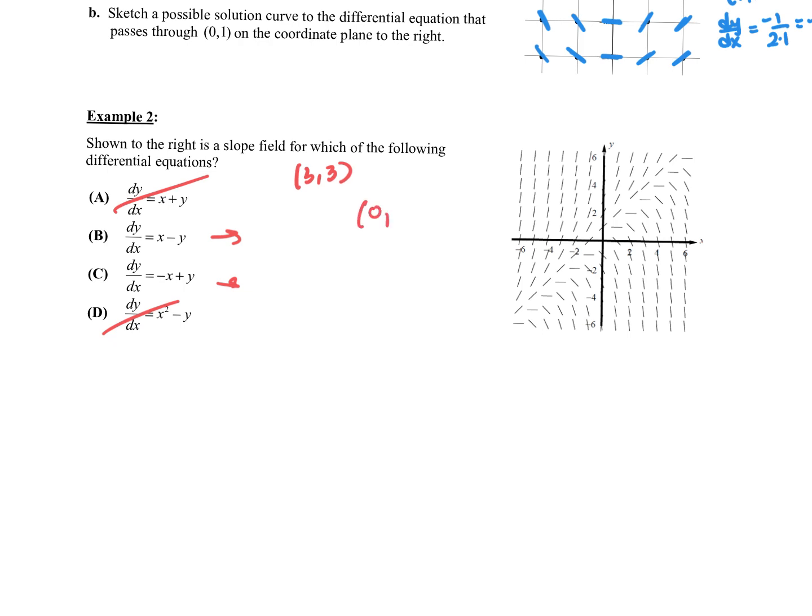Which one of these equations, when you plug in (0, 1), do you get a positive slope? Do you get a positive slope here when you plug in (0, 1)? No, you get a negative 1. Do you get a positive slope here when you plug in (0, 1)?